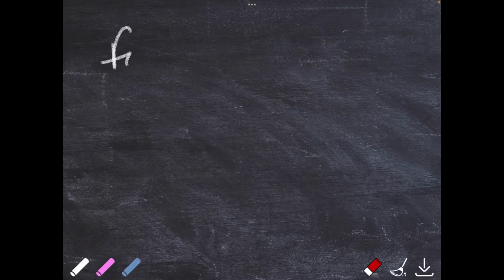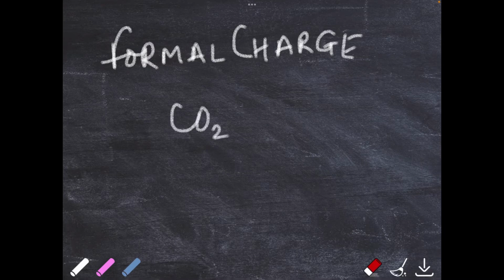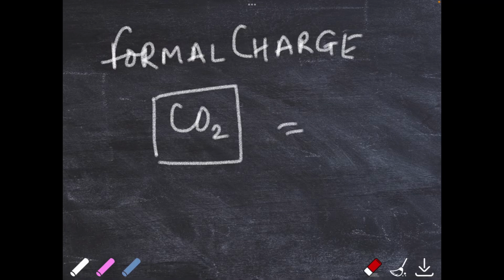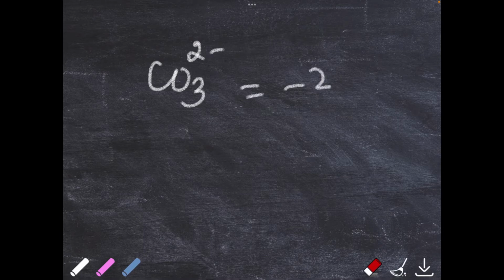Formal charge. Now, if we look at, let's say, the molecule of carbon dioxide, then the total charge on any molecule is 0. And supposing if we take, let's say, an ion, like a carbonate ion, then the net charge on carbonate ion is -2.